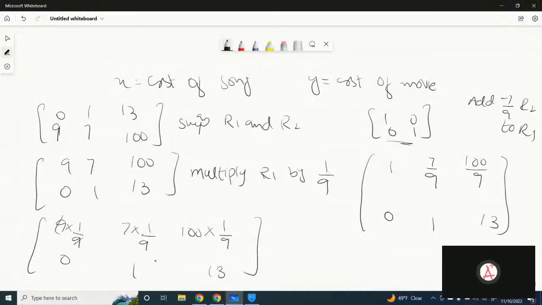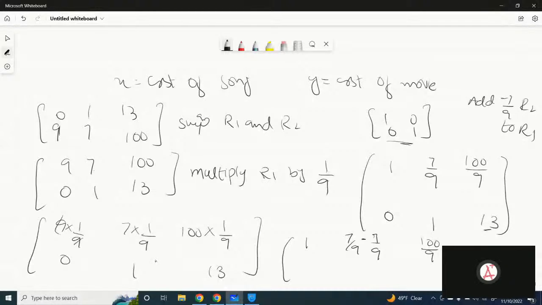Multiply these three values with negative 7 over 9. Negative 7 over 9 times 0 makes 0, and that would be negative 7 over 9. And 13 times negative 7 over 9, and just add both the rows. It would be 1, then 7 over 9 and minus 7 over 9, and 100 over 9 and minus 100. You have to multiply negative 7 over 9 by 13.